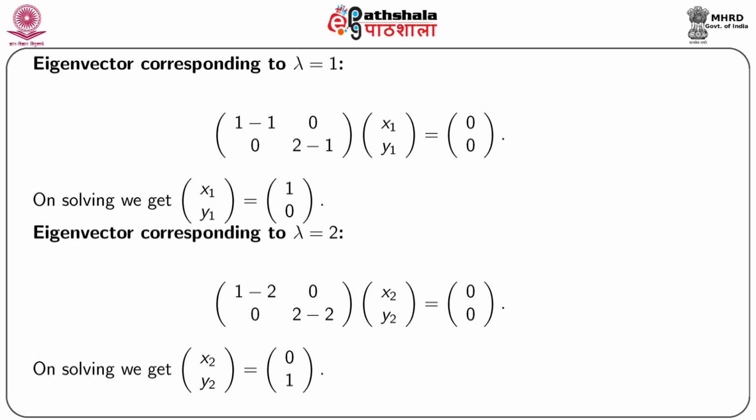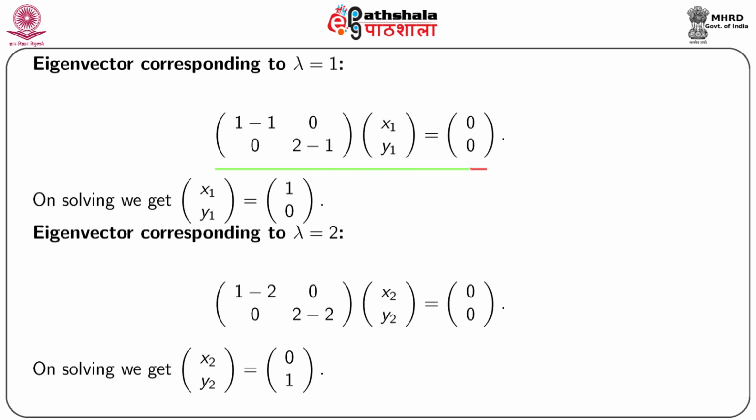Next, we calculate the eigenvectors corresponding to lambda equal to 1 and lambda equal to 2. As explained before, the eigenvector is obtained from the equation (A minus lambda I) times some vector equal to the null matrix, where we have to find the non-zero vector, which in this case we have taken to be (x1, y1). For lambda equal to 1, A minus lambda I gives the matrix [1-1, 0; 0, 2-1] times (x1, y1) equal to (0, 0).